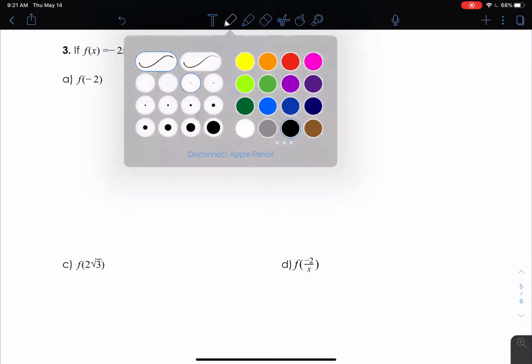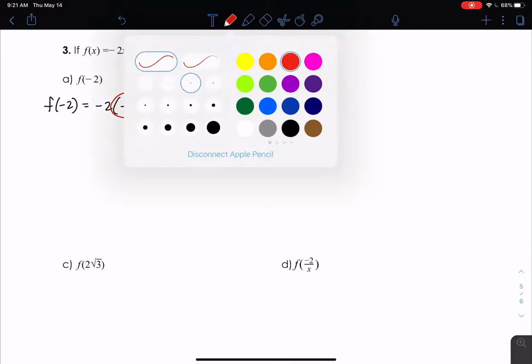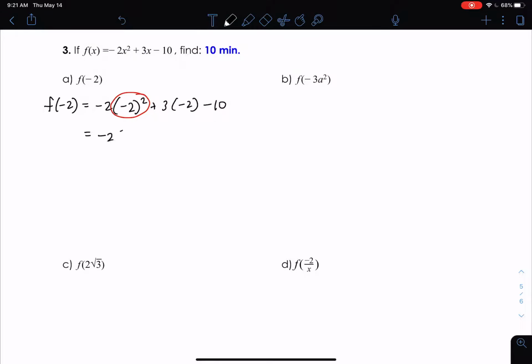Alright, so these problems are straightforward. I'm just going to plug in -2 everywhere I see an x. So it's going to be -2 squared plus 3 times -2 minus 10. Order of operations says exponents first. So we've got -2 times 4, and then we're multiplying.